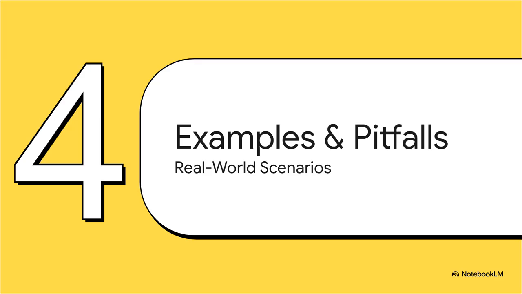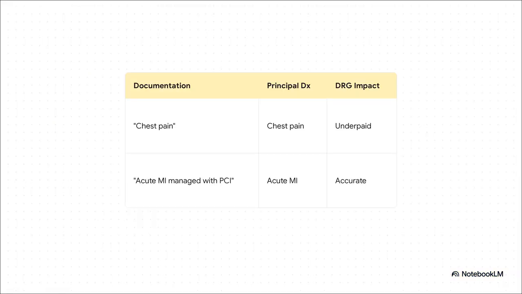Section 4. Case examples and pitfalls. Let's see how this plays out in the real world. This is exactly where clinical documentation improvement, or CDI, becomes an absolute lifesaver. Look at that top scenario. Poor documentation in a discharge summary that just vaguely says chest pain completely ties a coder's hands. They have to code chest pain. The resulting DRG is super low, and the hospital is severely underpaid for the intensive cardiac care they actually gave.